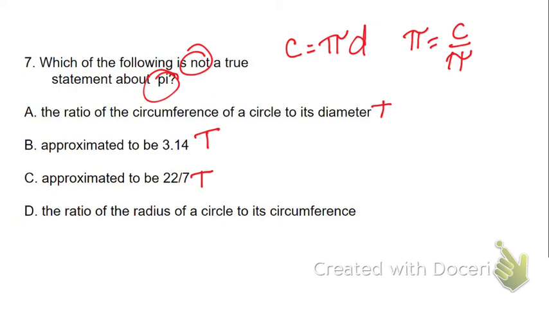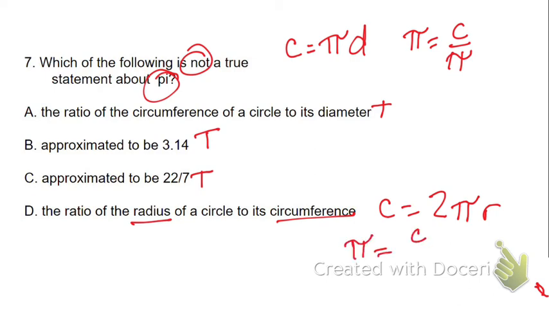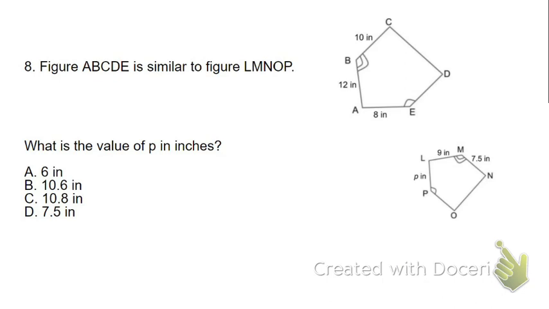Okay. D says, the ratio of the radius to its circumference. Wait. Radius. Okay, so circumference we knew was 2 pi r. So if I wanted to find pi in terms of radius, it would be pi equals circumference divided by 2 times your radius. So it can't be just the ratio of radius to circumference because we forgot about that 2 in there, right? We can't just ignore that. So D is the one that is false. It's not true.